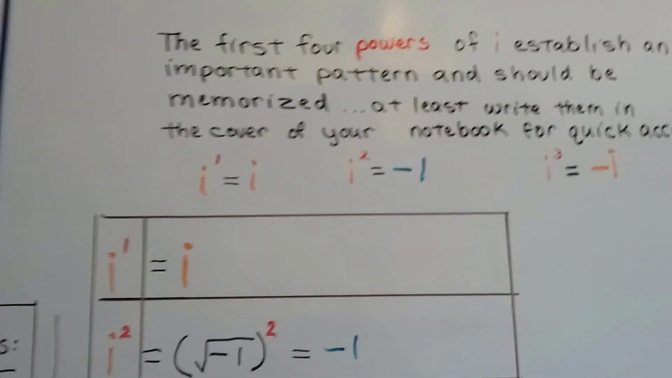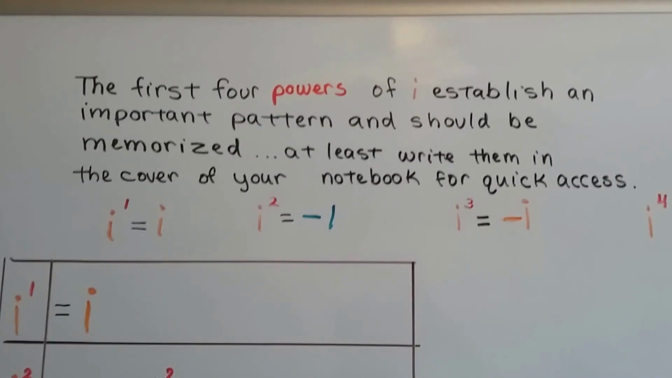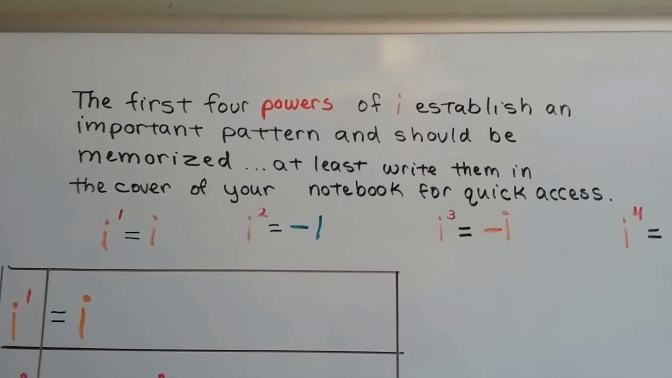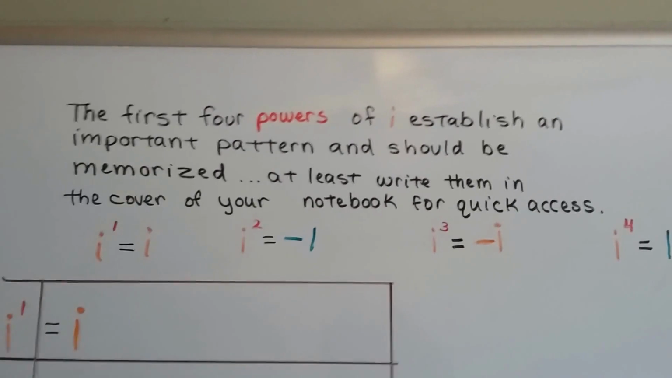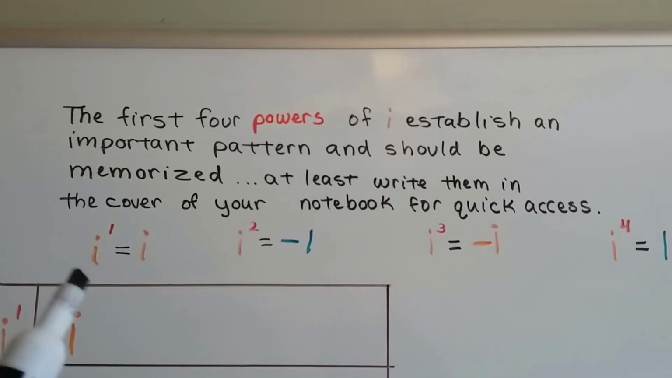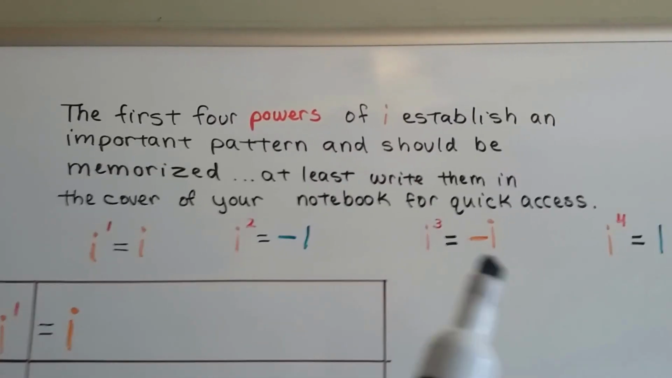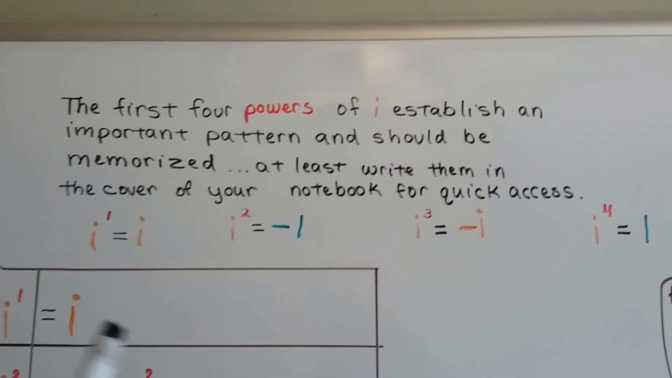All right, so this is the biggie about imaginary numbers. The first 4 powers of i establish an important pattern and should be memorized. If you can't memorize them, at least write them on the inside of your notebook so you can find them really quick, because you're going to end up using these, okay? But they're not that hard to memorize if you look at what's going on here. We have i to the first power, i to the second power, i to the third power, and i to the fourth power. So they're all in order, exponentially.